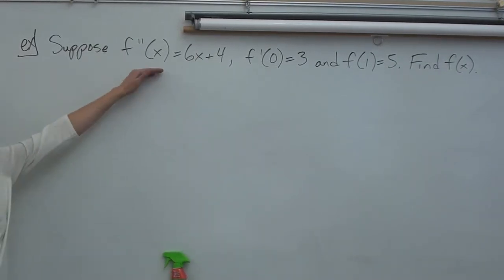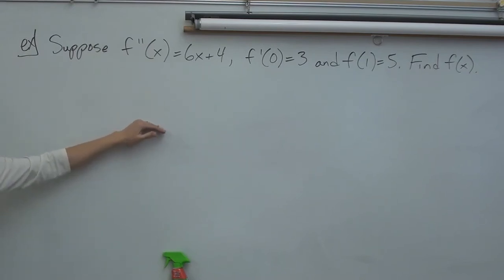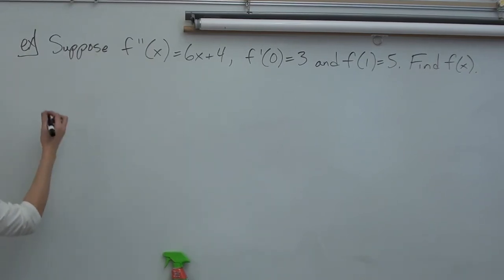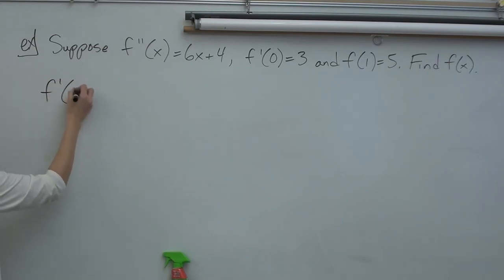All right. So this is f double prime. So the first thing you have to find is f prime, right? So we have to step backwards into it. Everyone take a second and write f prime.